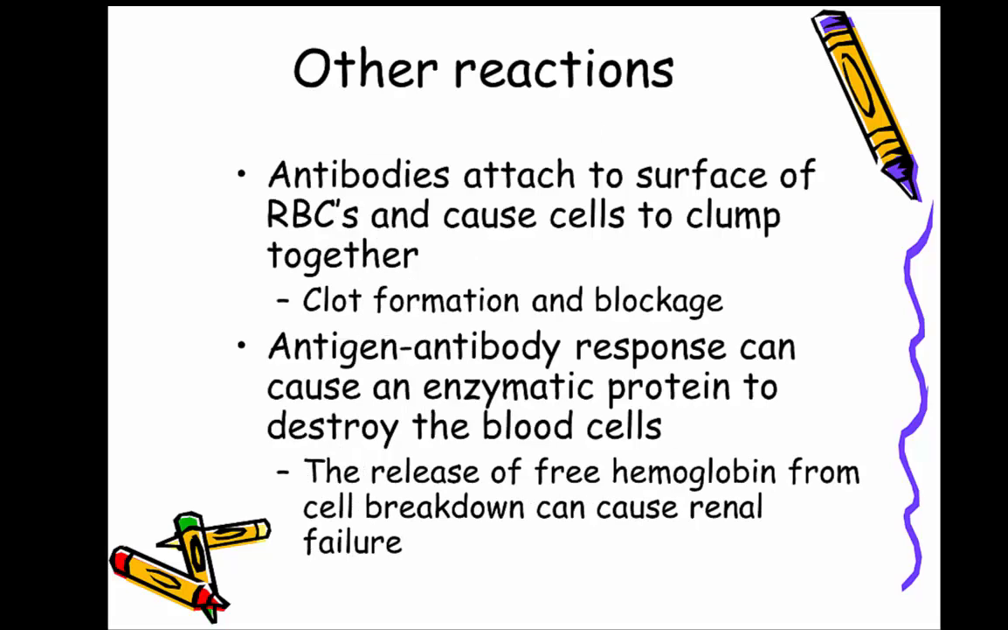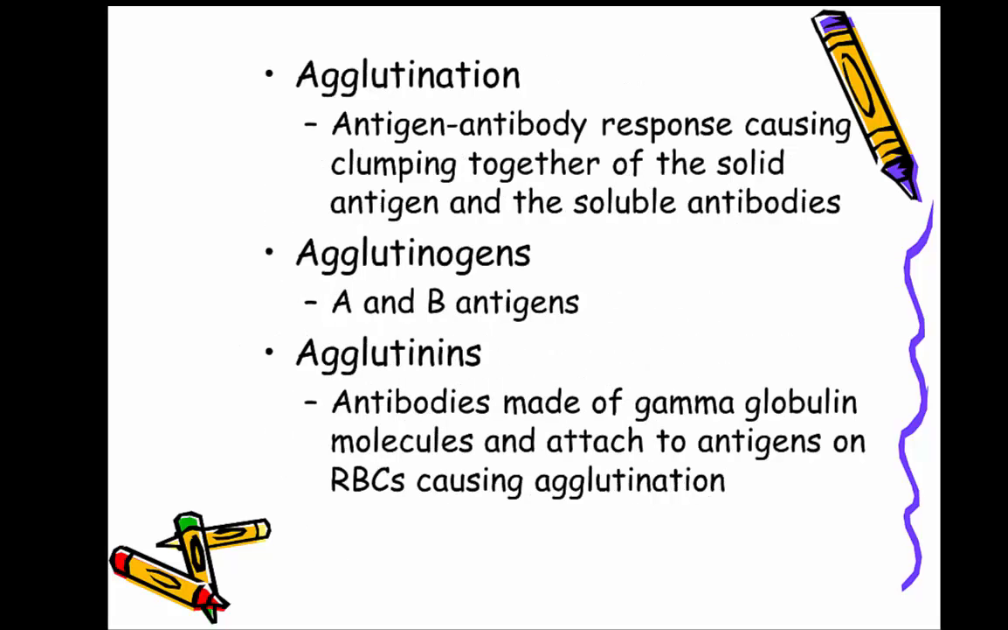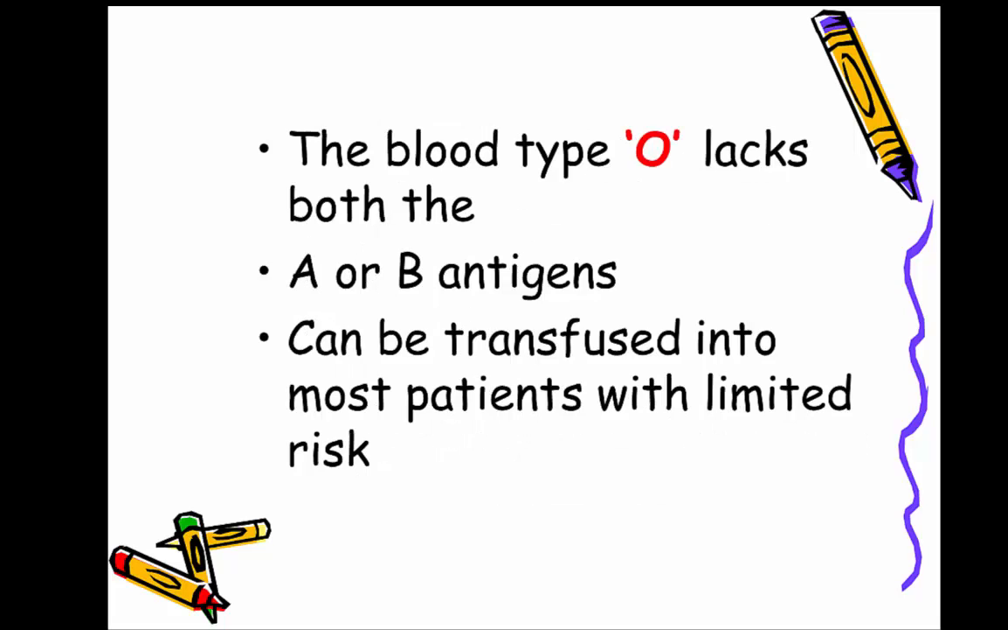Other reactions, we can have antibodies that attach to the surface. This forms a clot and blockage of the vessel. We can have antigen-antibody responses, which create an enzymatic protein that can destroy red blood cells. We can get agglutination, in which there's a clumping together. So we know, looking at the picture, that blood type O lacks both the A and B antigens and therefore can be transfused to most patients with a limited amount of risk.